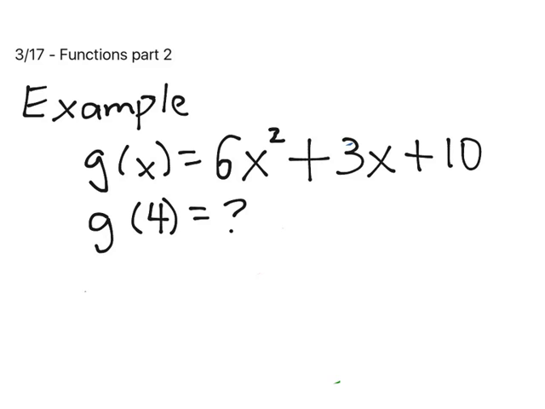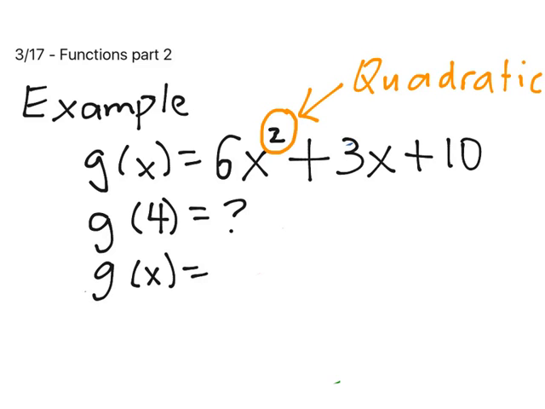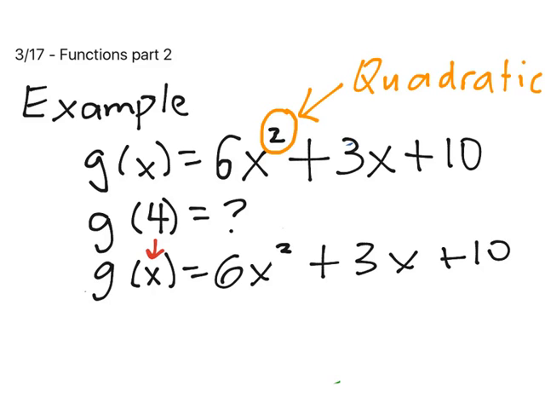Example 2. For this one, I noticed that there is an x squared term. Anytime you see an x squared term, we know this is quadratic. To evaluate the function, let's write the function again. 6x squared plus 3x plus 10. I see that x is 4, so anywhere there's an x, I will be erasing and replacing with a 4.